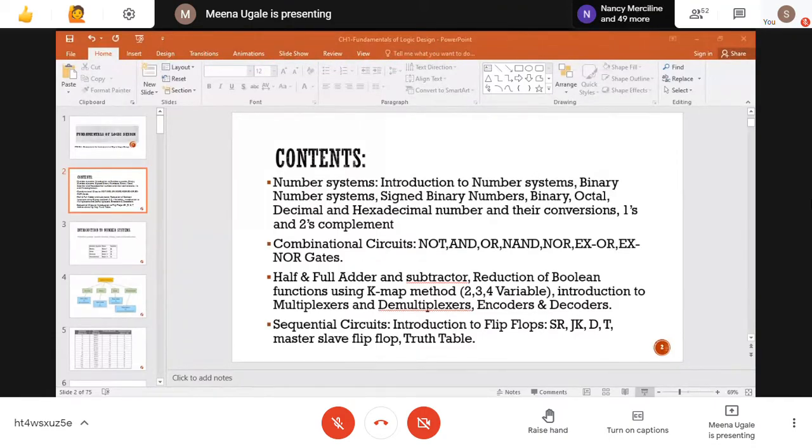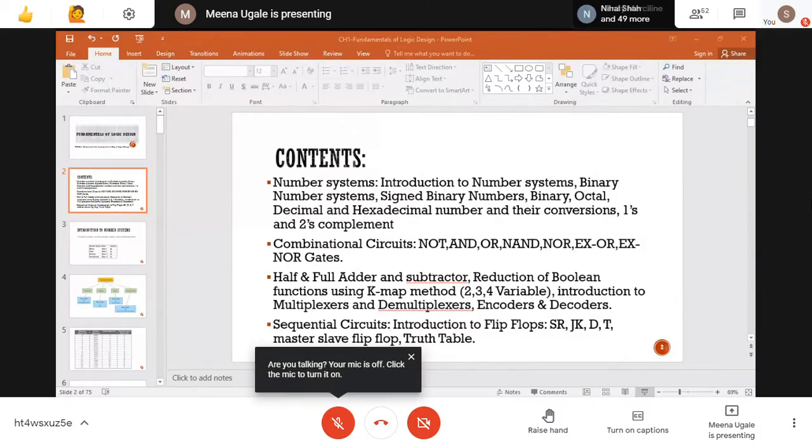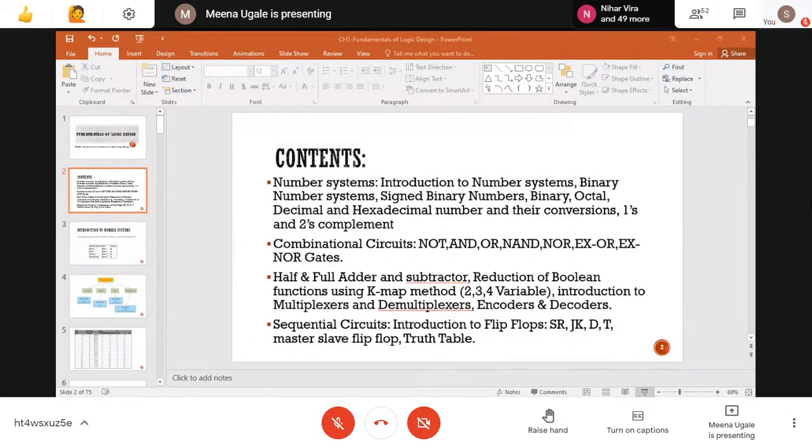Once you understand this, it will be commonly used in any other subject, like when you go for OS or CN or any other subject, in programming also. The basic concepts are clear here with the fundamentals of digital logic. Fine. Then to start with, for today's part, we will go for the number system.